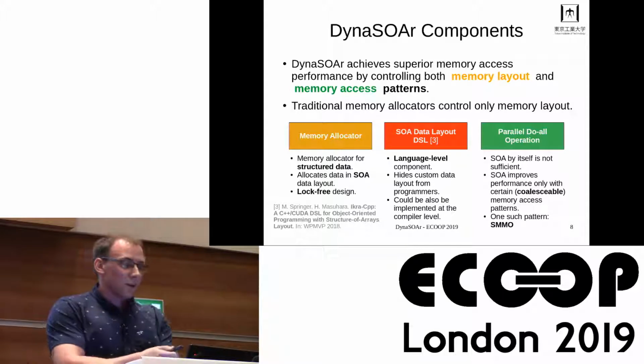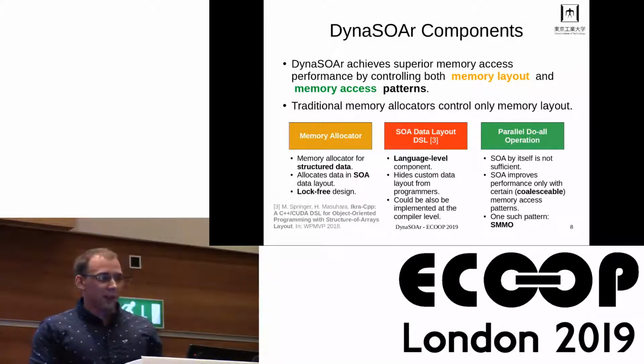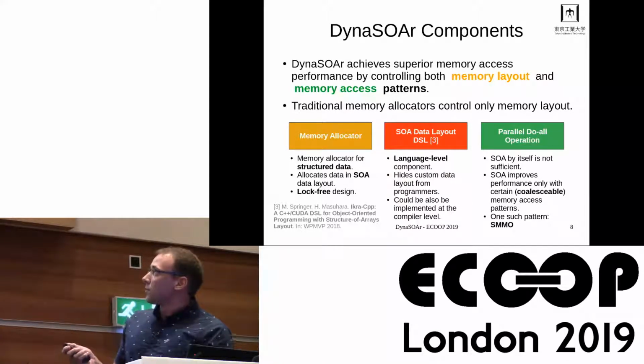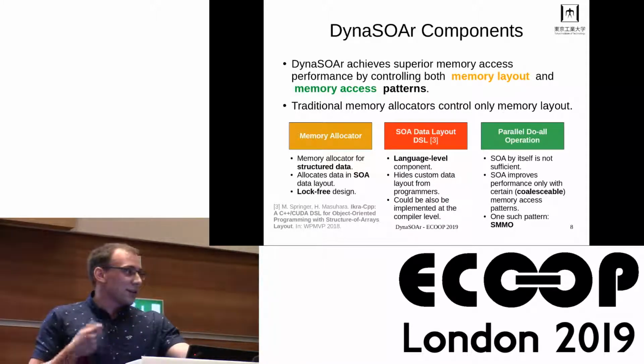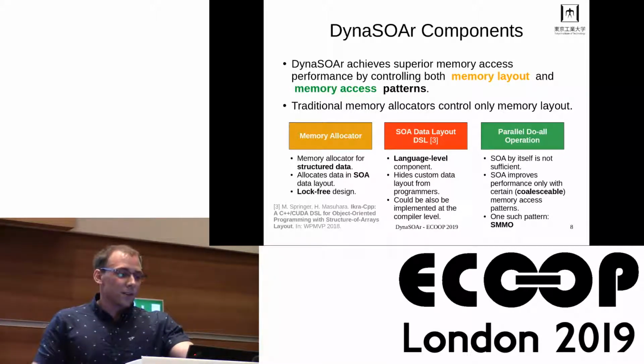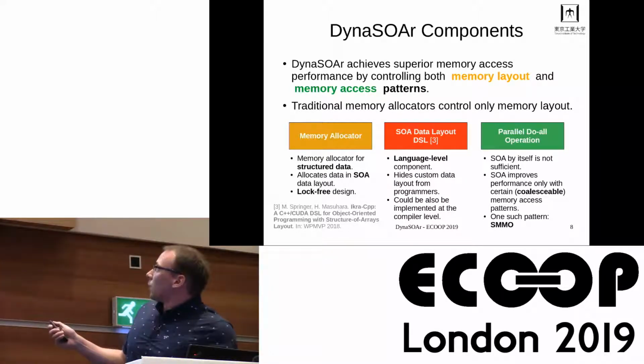So here's an overview of the DynaSOAr memory allocator. There's one main difference between DynaSOAr and other memory allocators. DynaSOAr actually consists of three components: a memory allocator, an SOA data layout DSL, and a parallel do-all operation. The main difference here is that DynaSOAr does not only control the memory layout of its allocation, but it also controls the memory access patterns. So just by having an SOA layout, we don't get anything. We also have to make sure that memory is accessed in a suitable pattern, and this is what is done by this parallel do-all operation.